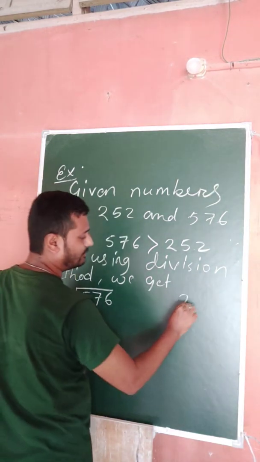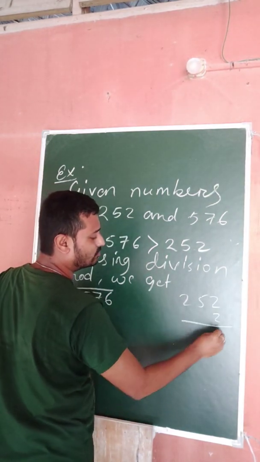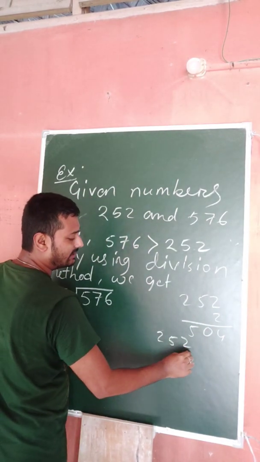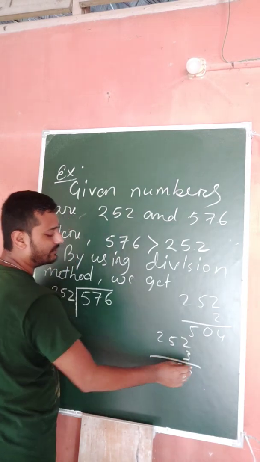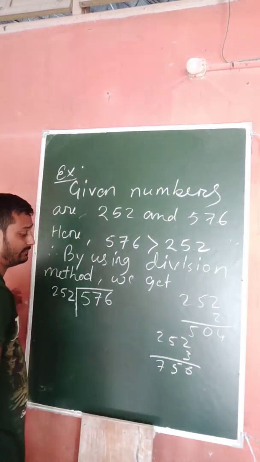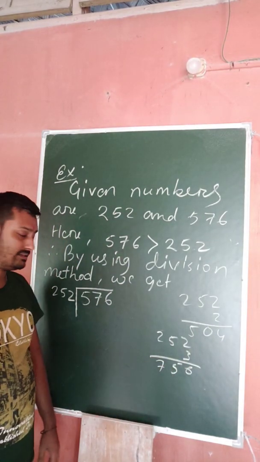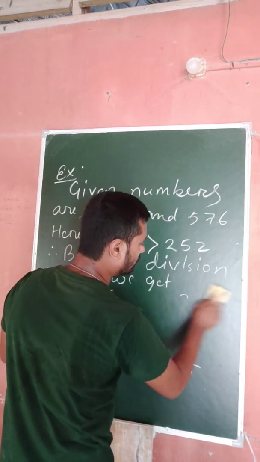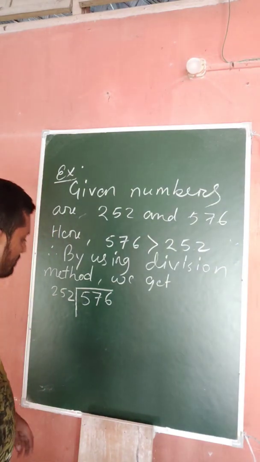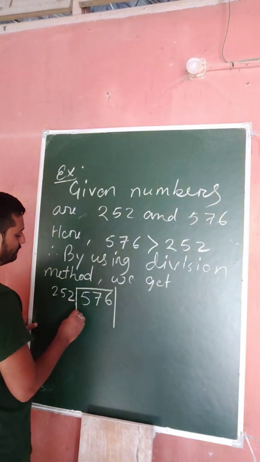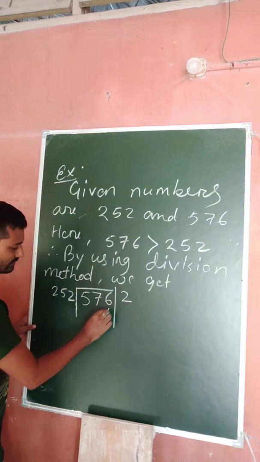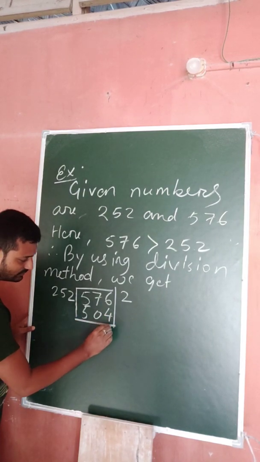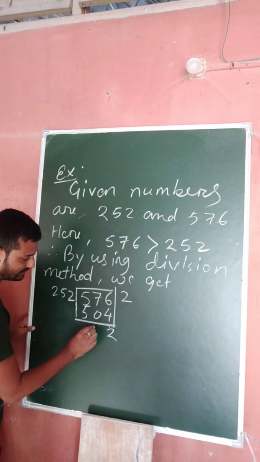Okay, so 252, let us multiply. Suppose you multiply by 2: 2 fours are 8... Again 252 multiplied by 3 gives 756, which is bigger than 576. So you have to multiply by 2. Look at this one, 252 into 2 is 504. Okay, so 6 minus 4 becomes 2 and 7 minus 0 becomes 7.